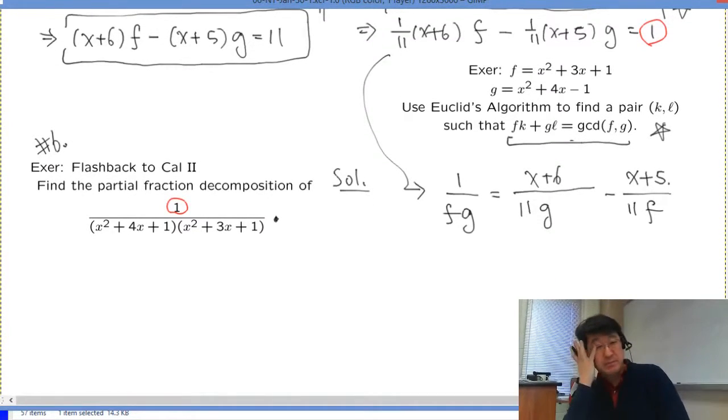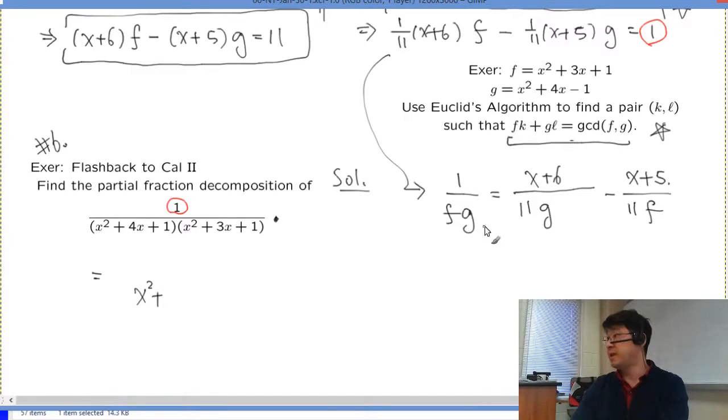All right, let me give you another interesting statement. This is how we approach the partial fraction decomposition problem in calculus 2. You write this one like this, right? Any question about my answer? You just divide both sides by f and g and cancellation gives you the answer. That's that.